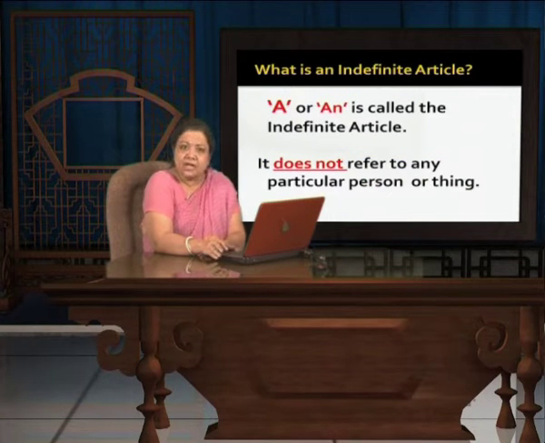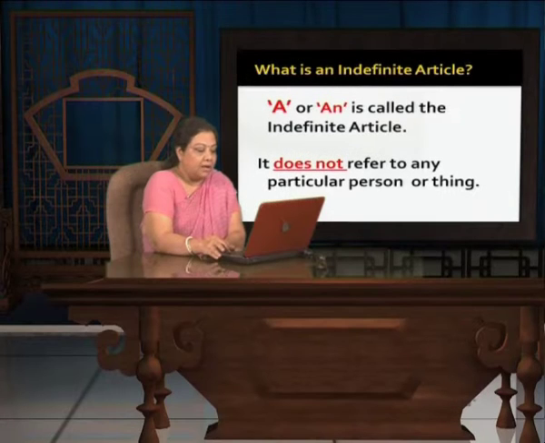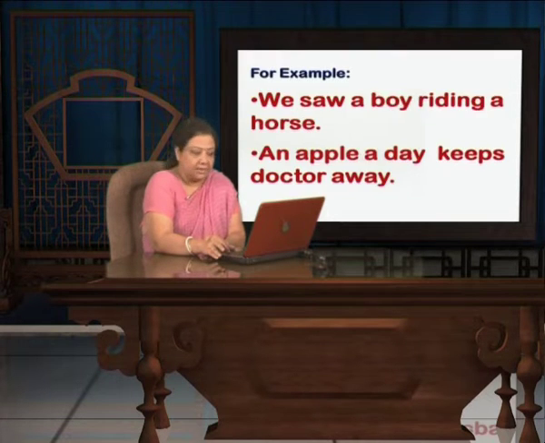What is the indefinite article? We have a or an. These are called indefinite articles. It does not refer to any particular person or thing, and where we don't have to refer to a particular or specific person or thing, we use a or an.